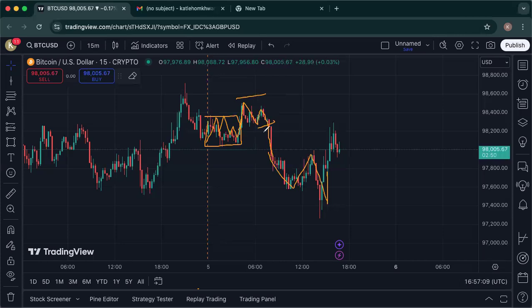You understand? Because the trend is going up, it becomes what? Your manipulation phase to the downside, first leg, second leg, and then distribution trend.